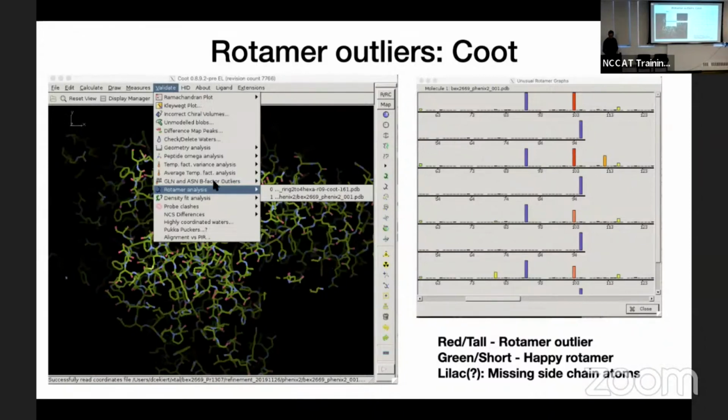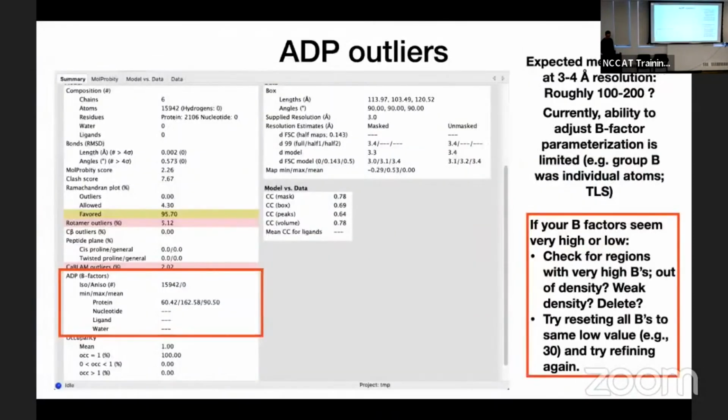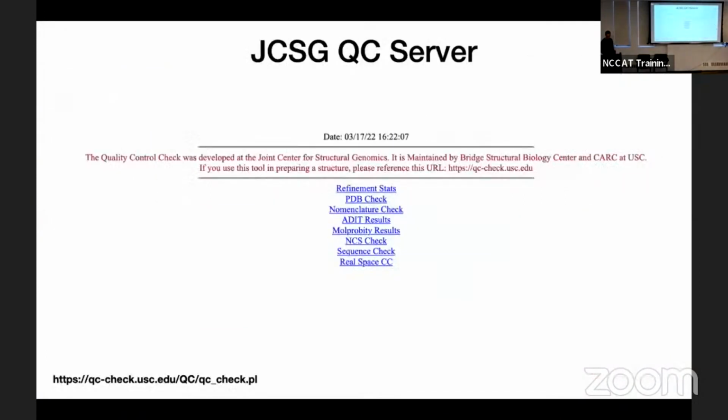For rotamer outliers, I find this really helpful too, where it'll make these plots where really low bars indicate that the rotamer is great for that residue, but it will flag any rotamers that are outliers, right? You can click on these bars, it'll take you to that residue in the protein, and you can then use the rotamer fit tools to try to find a rotamer that fits your map better. Skip over C beta deviations and ADP outliers.